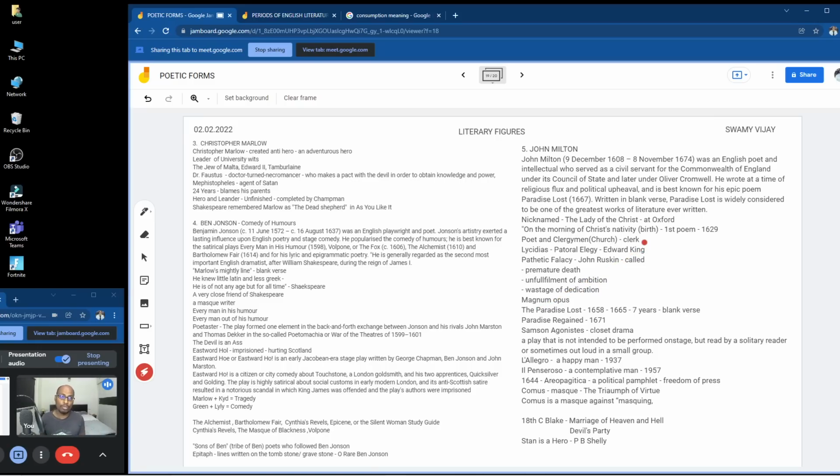So what is the source of inspiration for John Milton to write Paradise Lost? Virgil's Aeneid. And John Milton's Paradise Lost also became an inspiration for somebody else. Who is that? John Keats' Hyperion.